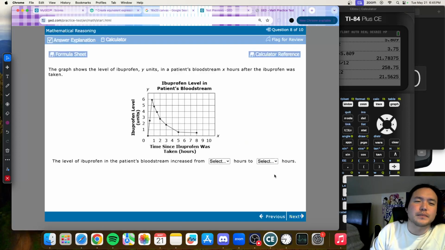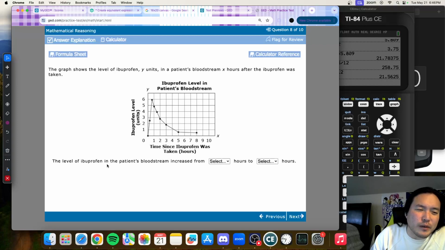Okay, let's see if we can do this one. The graph shows the level of ibuprofen Y units in a patient's bloodstream X hours after the ibuprofen was taken. That makes sense. You have a headache, you take some ibuprofen. The ibuprofen in your bloodstream shoots up for the first 30 minutes, and then it slowly goes down. It takes a couple minutes for the medicine to get into your bloodstream, and then after an hour or so, it starts wearing off. Just how it is.